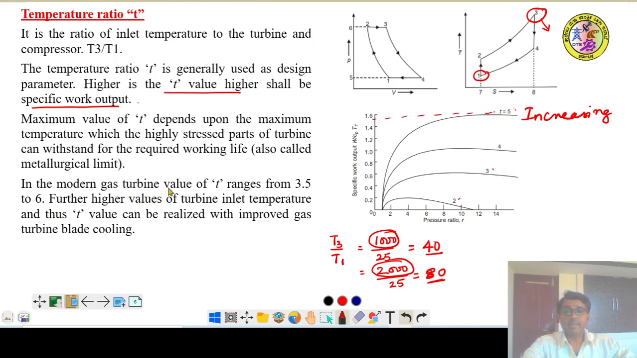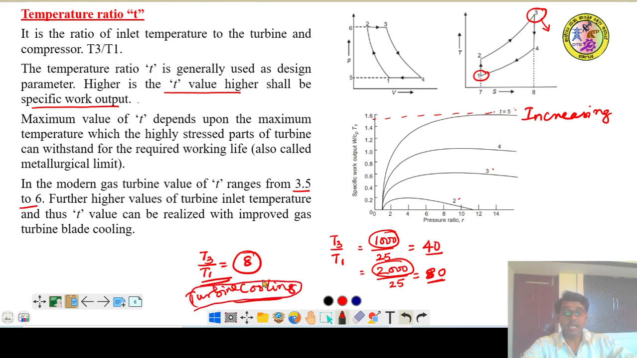In the modern gas turbine, the value of T ranges from 3.5 to 6. Further, if I want higher values of the temperature ratio T3 by T1, say in the range of 7 or 8, then I want to use cooling. The turbine blades must be cooled. There are different technologies to cool the blades. Once we cool the blades, then we can increase the temperature ratio.